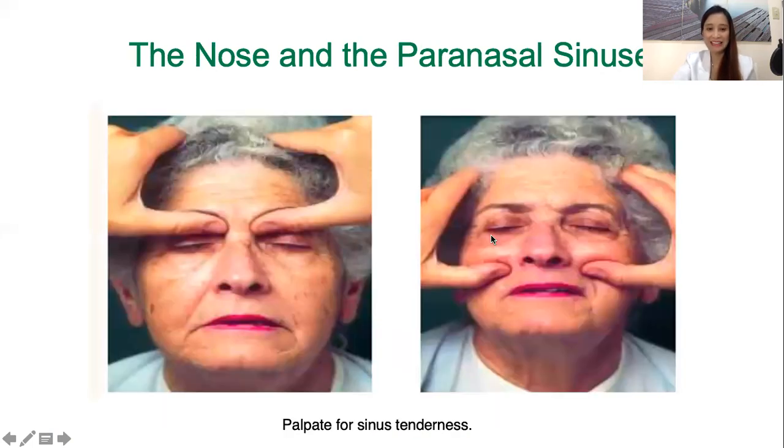Okay, and then lastly, we have the examination of the paranasal sinuses. As I mentioned earlier, you can only examine the frontal sinus and the maxillary. So how to examine? To examine the frontal sinus, you palpate and press here, underneath the bony prominence, without putting pressure on the eye. Do not put pressure on the eye, just here.